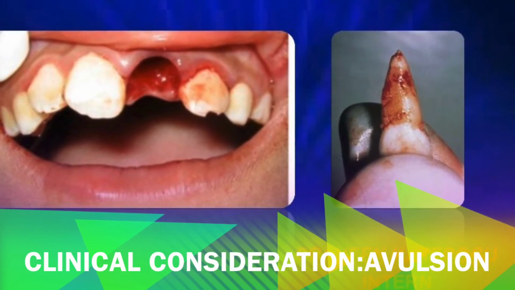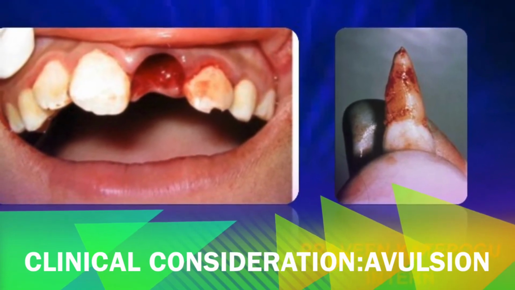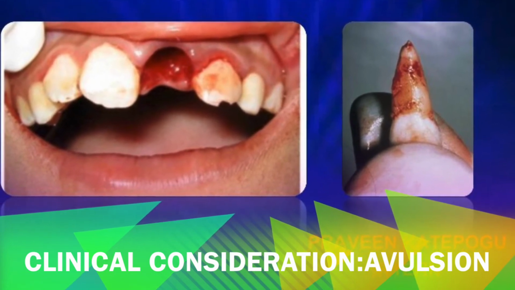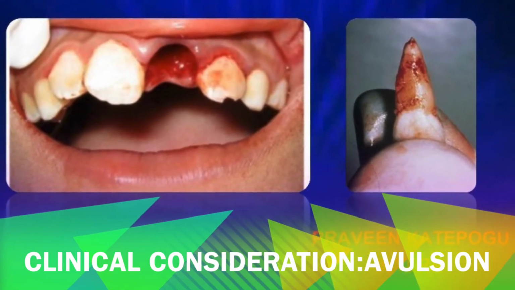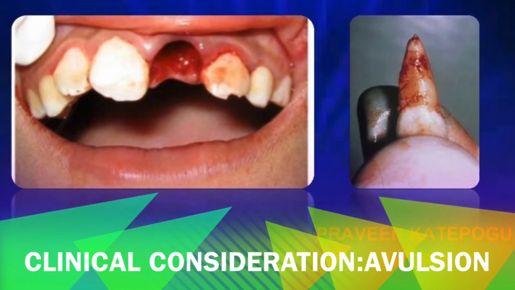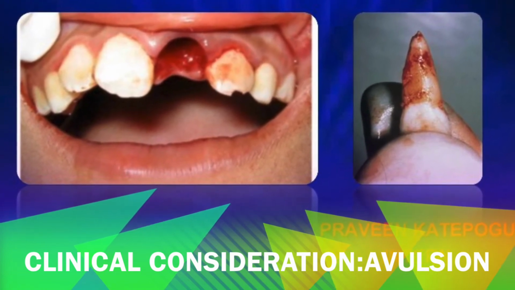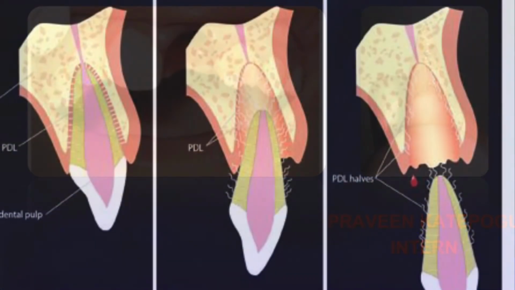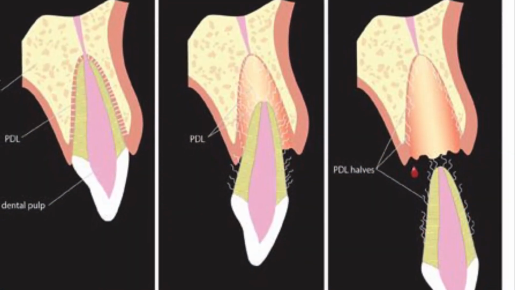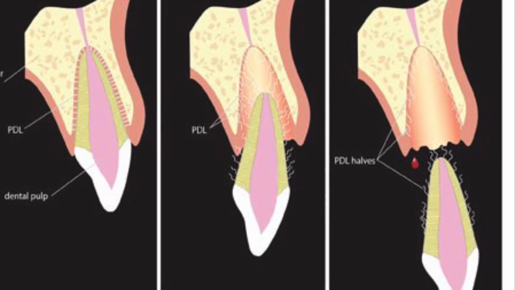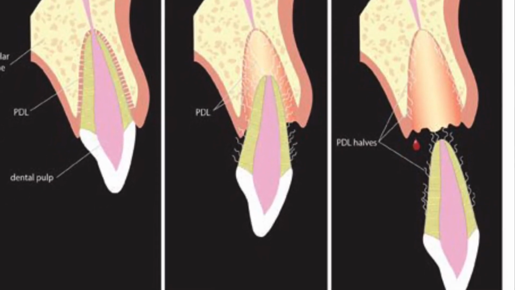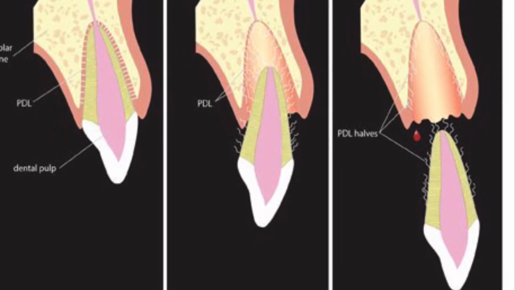Some of the clinical considerations for central incisor tooth number 8 is avulsion. Avulsion is a complete displacement of the tooth from the tooth socket, and that occurs because of extensive trauma to the area. It's mostly seen on children, like if a kid gets hit by a baseball and it causes the tooth to completely get displaced from the tooth socket.